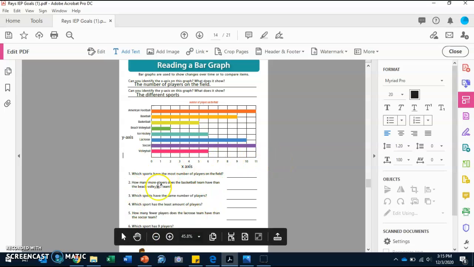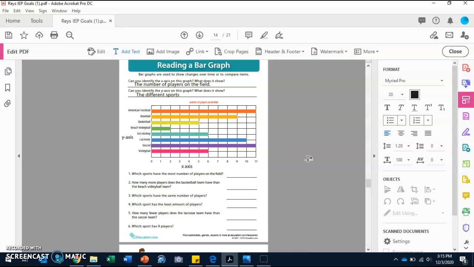And now the rest of the questions, you will be working on them on your own. You will be using the bar graph to answer these questions. If you need any help at all, please reach out to me, Ray. I am here to help. But if you don't need my help, once you are done, we will continue working on goal number 4.